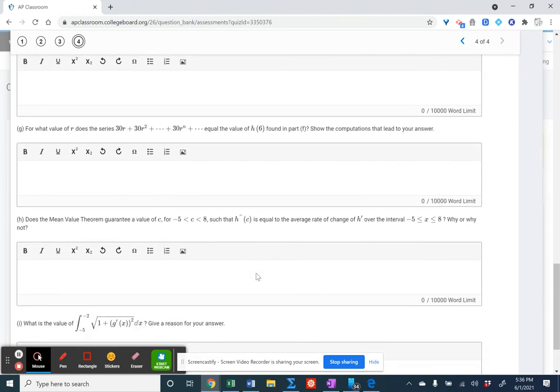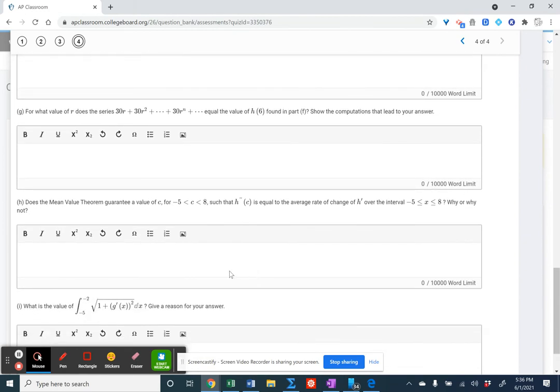What's down here? G, what value of R? Maybe you avoided this question, or maybe you ran out of time. Does the series 30R plus 30R squared plus 30R to the n equal the value of H of 6 found in part F? Show computations. You've got to recognize this as geometric.